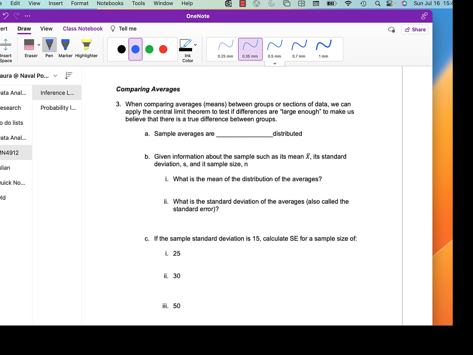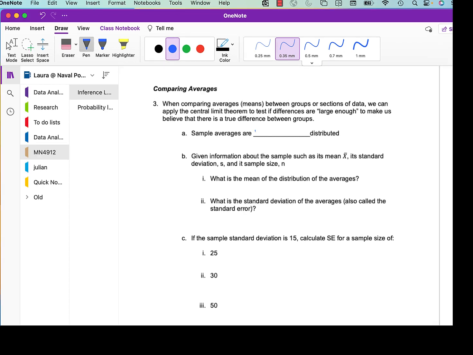When comparing averages between groups or sections of data, we can apply the central limit theorem to test if differences are large enough to make us believe that there is a true difference between groups. So what does that mean? The first question is asking you essentially, right, the core point about the central limit theorem is that sample averages, regardless of the underlying distribution of your data, tend to be normally distributed.